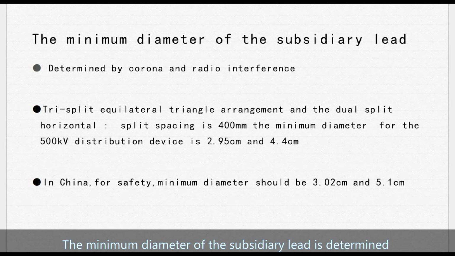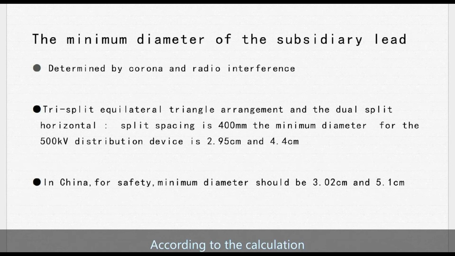The minimum diameter of the subsidiary lead is determined by corona and radio interference. According to the calculation, on the condition that tri-split equilateral triangle arrangement and the dual split horizontal arrangement are adopted and the split spacing is 400 mm, the minimum diameter of the subsidiary lead for the 500 kV distribution device is 2.95 cm and 4.4 cm respectively.